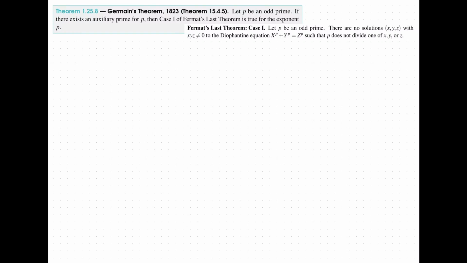So let's go ahead and prove Germain's theorem. So if p is a prime, and if we have that there exists an auxiliary prime for p, then case 1 of Fermat's theorem is true for the exponent p. So here's the proof. We're going to go ahead and go by contradiction.